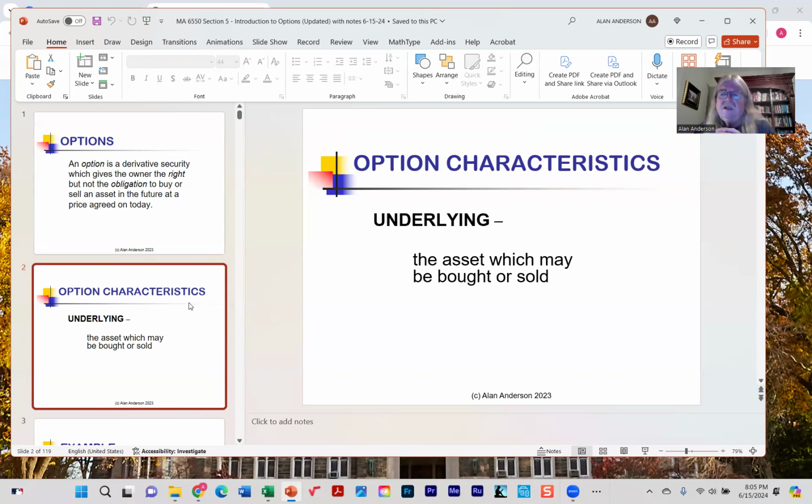And it gets even stranger. It's actually possible to buy an option on external events. For example, it's possible to buy an option on the temperature or the rainfall for a certain length of time or the snowfall. So, why would you want to do something like that?